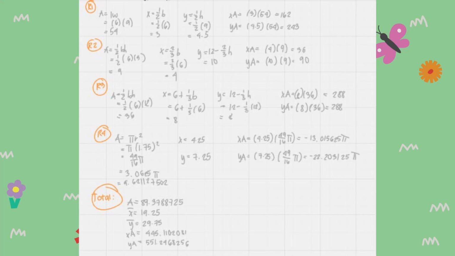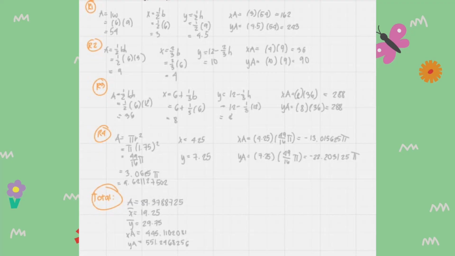For R3, which is a right triangle, area is equal to 1/2 base times height. And base is 6, height is 12. So 1/2 times 6 times 12 is equal to 36. X is equal to 6 plus 1/3 times base. Base is 6, so 6 plus 1/3 times 6 is equal to 8. Y is equal to 12 minus 1/3 times height, and height is equal to 12. So 12 minus 1/3 times 12 is also equal to 8. So our x times area and y times area is the same, which is equal to 288.